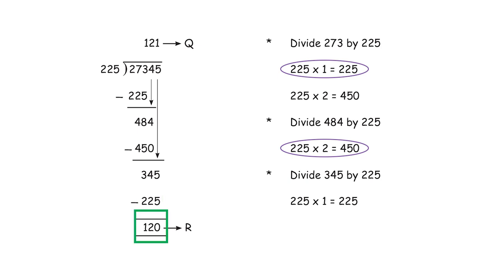So that's your remainder. So 27,345 apples can be divided equally into 225 boxes. If that has to be done, there will be 121 apples in each box. How many apples will be left over? That's the remainder, 120. This is how we can solve division when large numbers are involved.